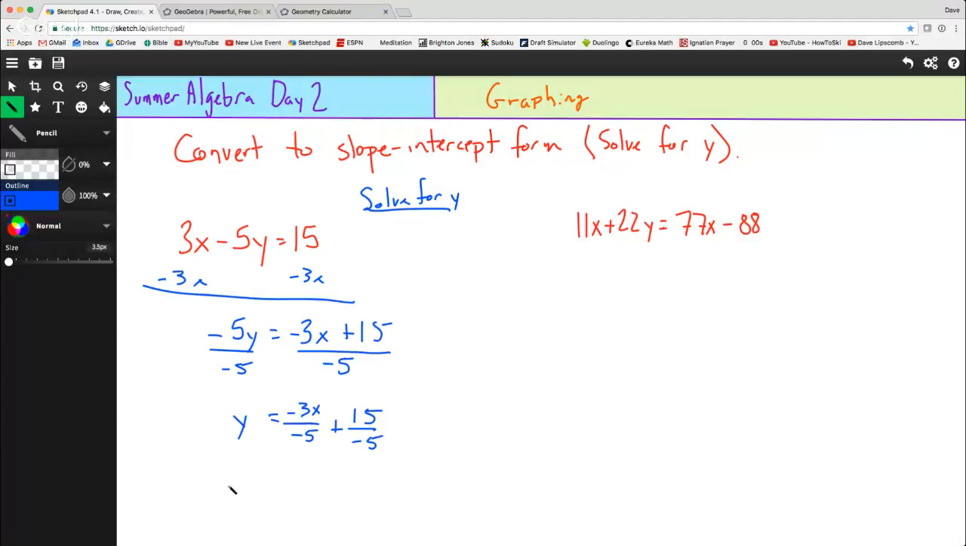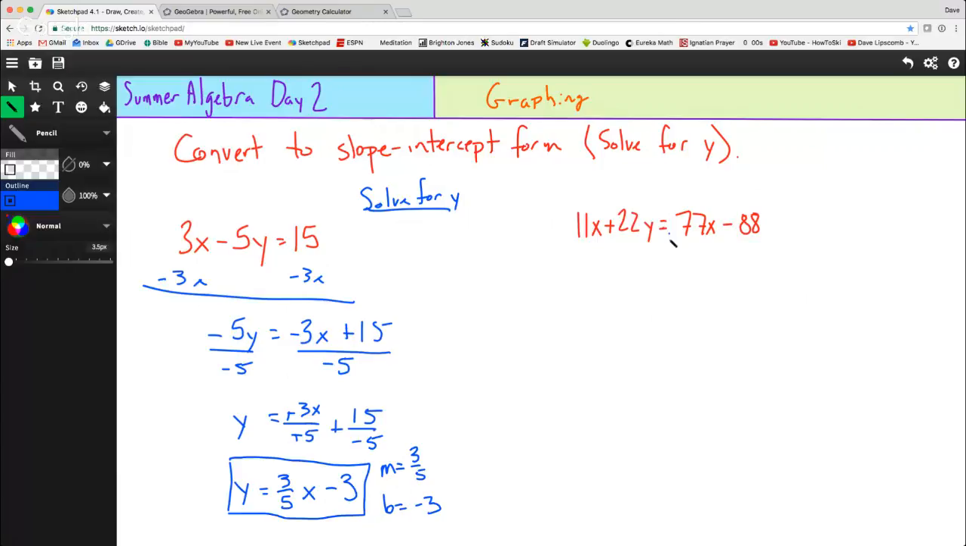So our left side is y, and our right side is, we cancel, 3/5 x. And 15 divided by negative 5 is negative 3. So plus a negative 3 is the same thing as just minus 3. So this is now in slope-intercept form, where our slope is 3/5 and our y-intercept is negative 3.